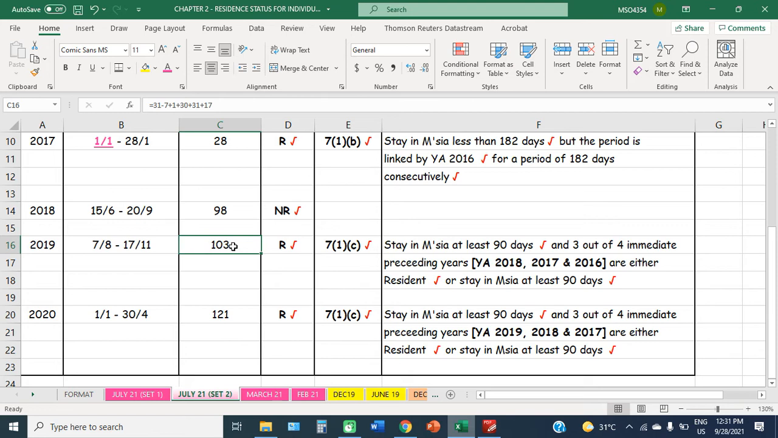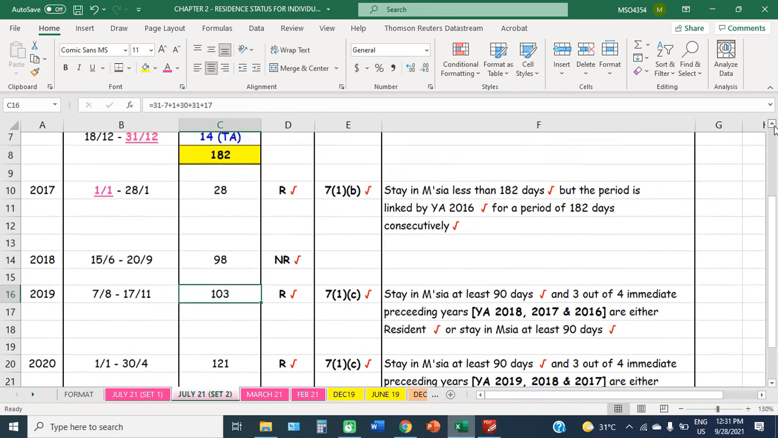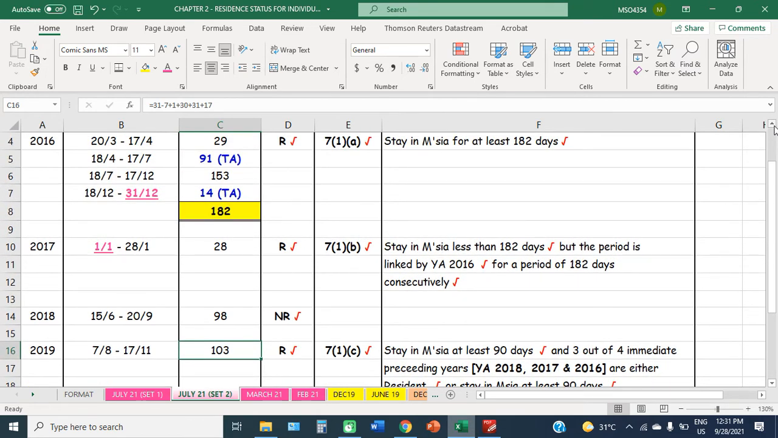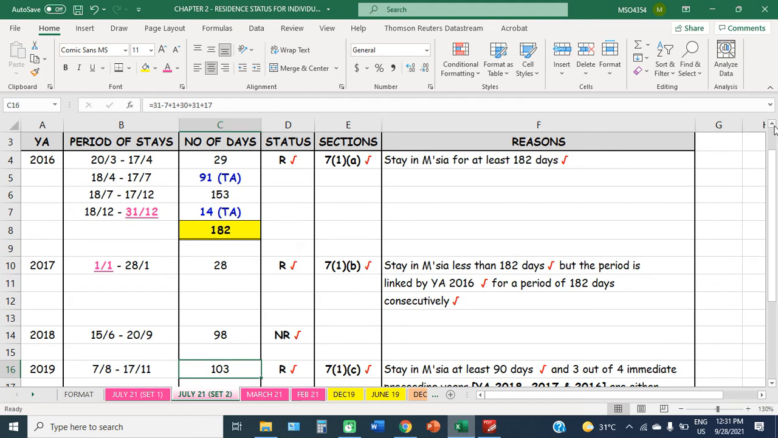Okay, one by one, everyone. Start again from A. Can we use A? No. How about link by? Do we have January? No. Can we use link 2? Do we have December? No. How about C? Okay, C, condition number 1. Stay in Malaysia at least 90 days. In fact, we have more than 90 days. Okay, first condition satisfied.